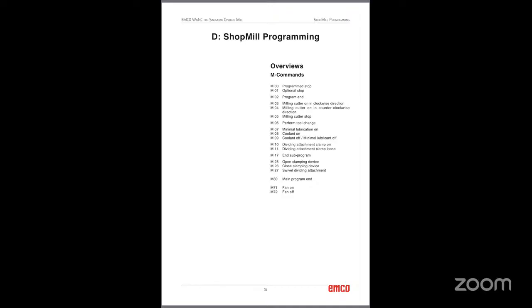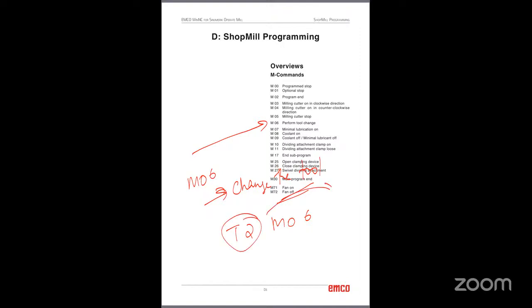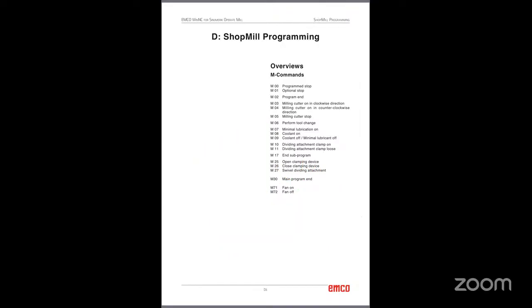Then we have a code called M06. M06 is to change the tool. Using the automatic tool changer, the tool will change. For example, T2 M06 means tool number 2 will load into the spindle. Then M07 is minimal lubrication on. That means this will activate the minimum quantity lubrication, MQL.